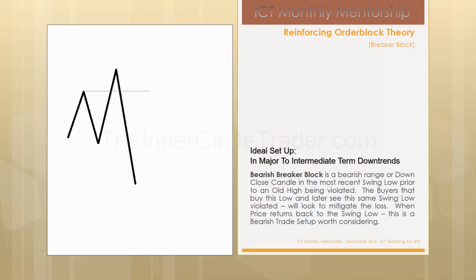So we have an old high here that's traded through and rejected. It runs the stops above the old high. Those buy stops are now neutralized. And we focus our attention on the swing low that formed between the two highs.